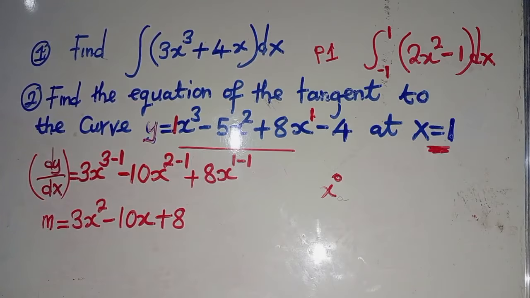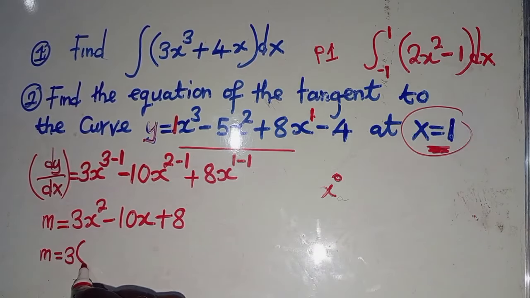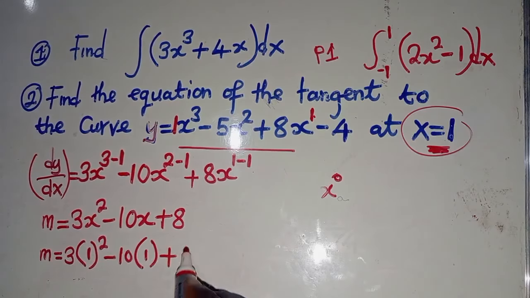So the first thing is to find the gradient. This is the reason why I've put m there. You find the gradient, which is equal to, where there is x, you put 1. So 3 multiplied by 1 squared minus 10 multiplied by 1 plus 8. The gradient is now equal to 3 minus 10, that is negative 7. Plus 8, we are getting 1. So the gradient is 1.